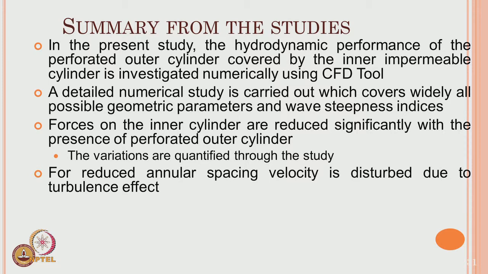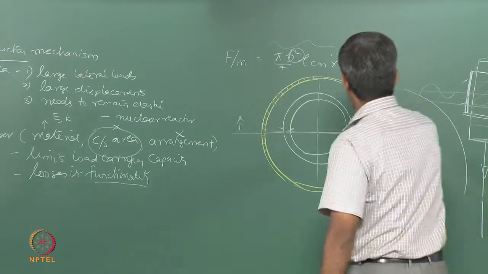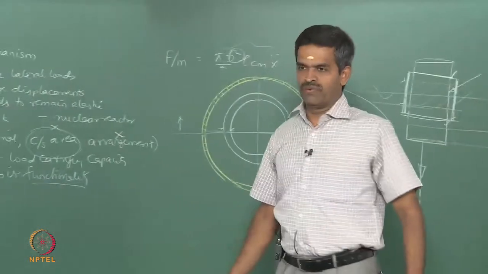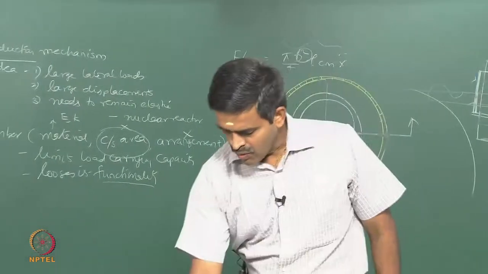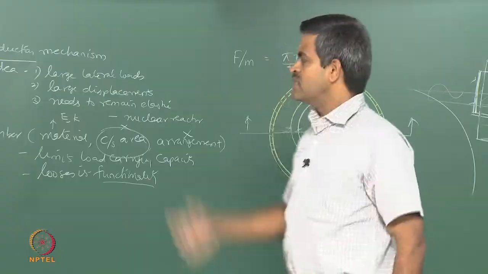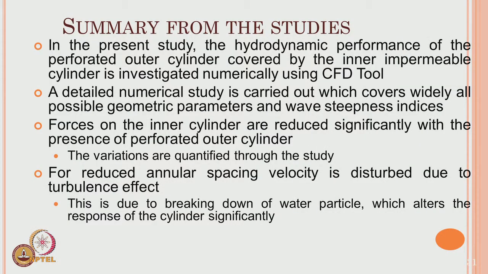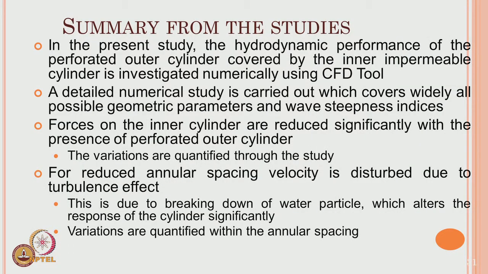For reduced annular spacing, velocity is disturbed due to the turbulence effect. So, if you reduce the annular spacing, it creates turbulence. You will not be able to map the water particle kinematics through this. This is actually due to the breaking of the wave, which alters the response of the cylinder significantly.